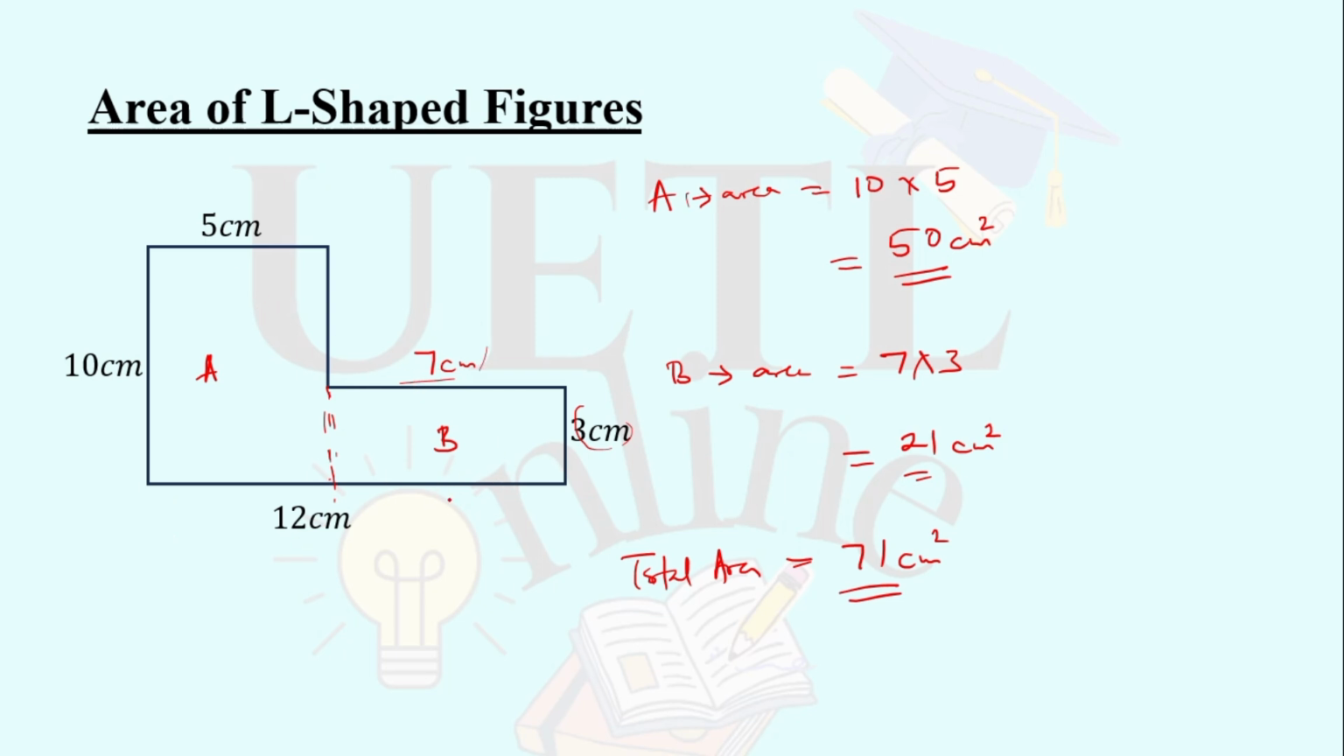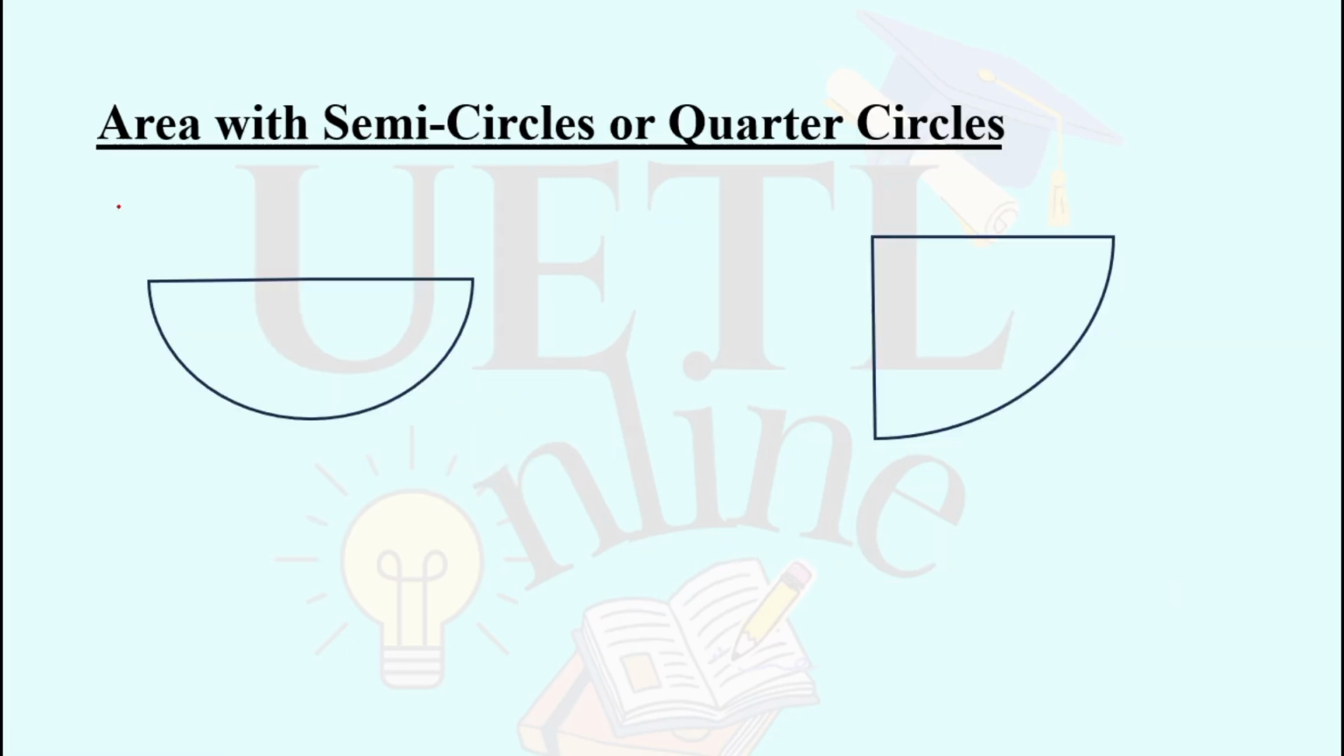Now, let's take a look at another concept which is important in these combined shapes. The next part we are going to look at is area with semicircles or quarter circles. Let's take a look at the area of a circle. I told you that given a circle, we know that the area of a circle is pi r squared. So this is the area of a circle.